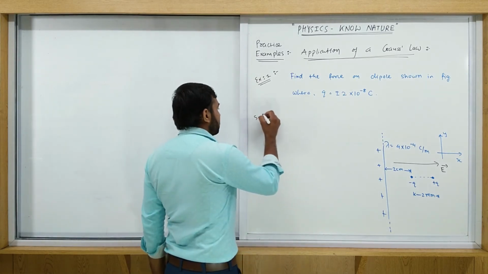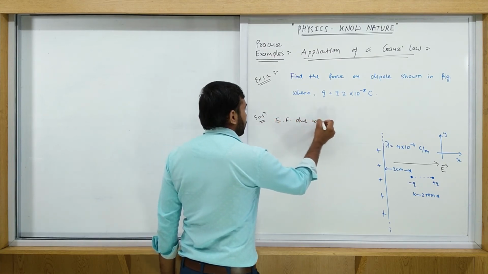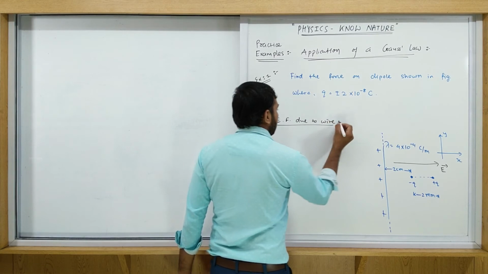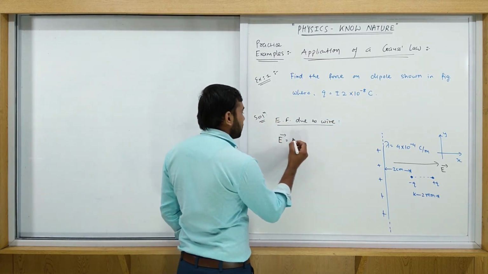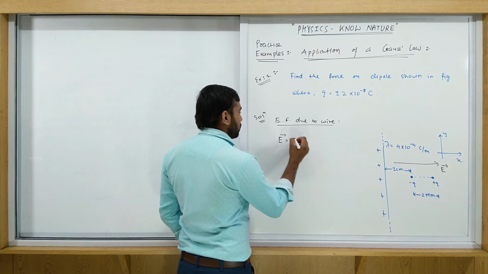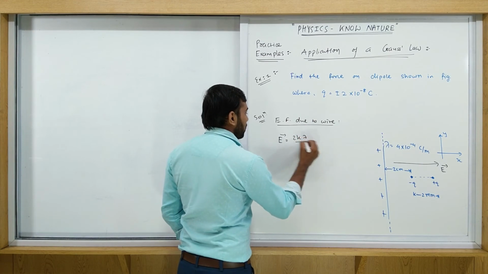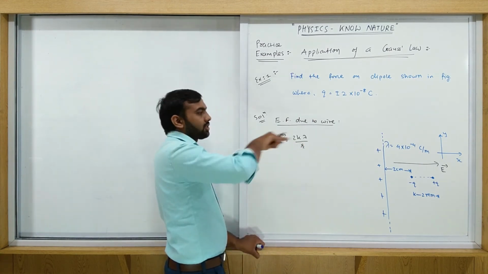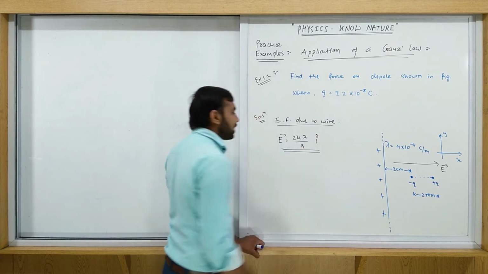So the solution: the electric field due to the wire, E, is equal to 2kλ upon r, and the direction is what? Right now it is positive y. So this is the electric field.